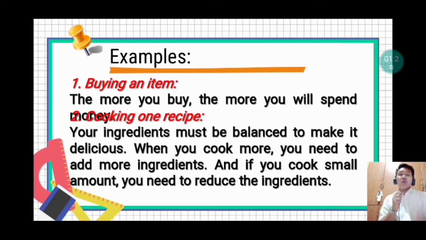However, if you cook a small amount, you need to reduce the ingredients, okay? Syempre, kapag hindi mo balak mag-invite ng friends mo, si mami, magluluto lang ng small amount ng spaghetti, and syempre, magre-reduce siya ng ingredients. Kapag nag-cook kasi siya ng maraming spaghetti and napasobra sa ingredients, may tendency na hindi maging masarap yung spaghetti. So, if the mother cooks a small amount, she needs to reduce the ingredients. That is why it is considered as direct proportion. Parehas na nag-decrease, nagkaroon ng decrease. Okay?